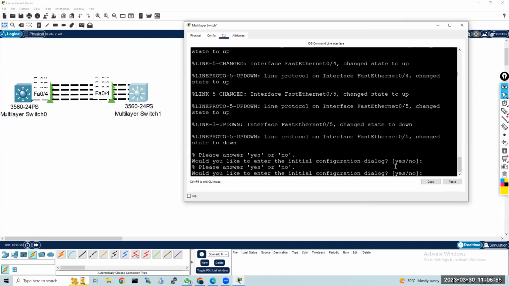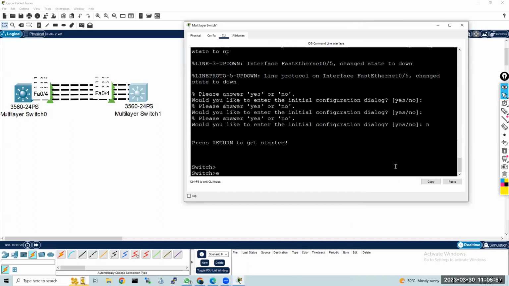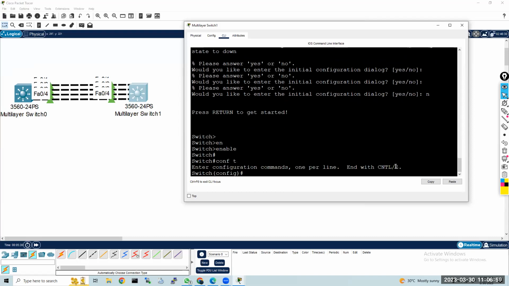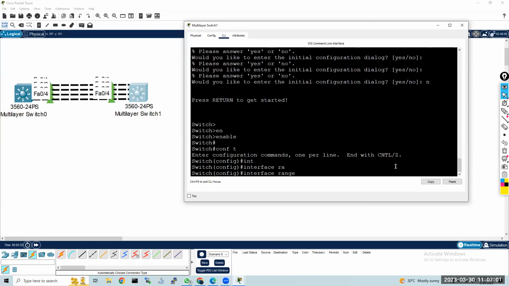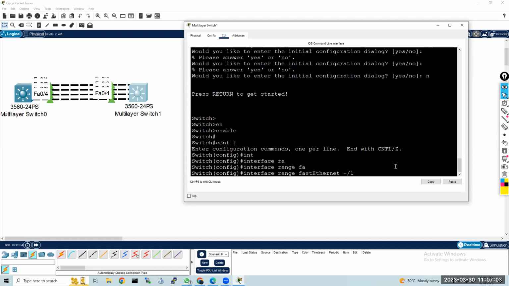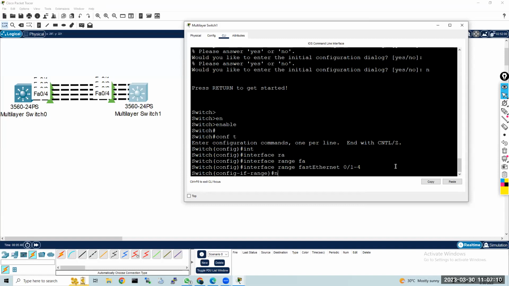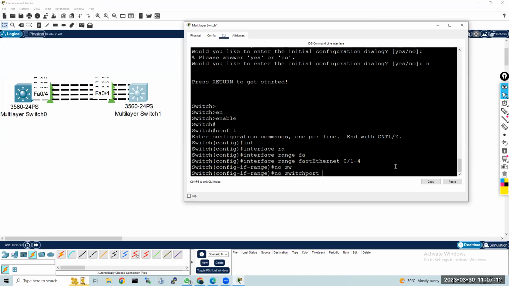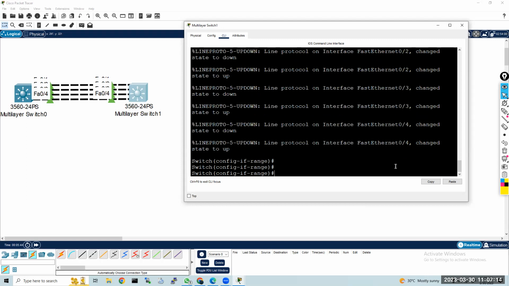So here, what is the first thing we should do? Enable, global configuration mode. Interface range, the ports possible are 0/1 to 4. 4 ports. Tell them no switchport. Now they will become your layer 3 ports.